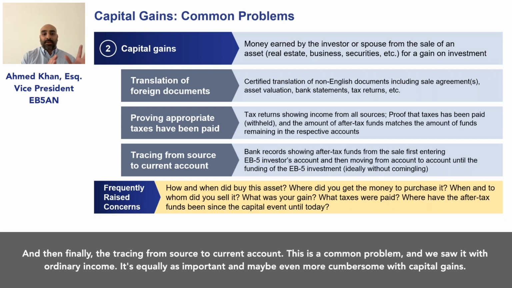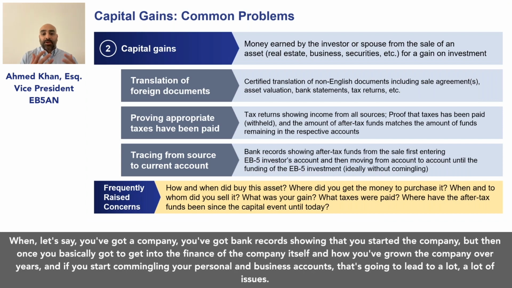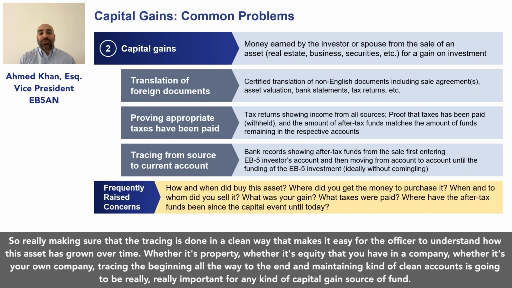And then finally, the tracing from source to current account. This is a common problem, and we saw it with ordinary income. It's equally as important and maybe even more cumbersome with capital gains, right? Let's say you've got a company, and you've got bank records showing that you started the company, but then once you get into the finances of the company itself and how you've grown the company over the years, if you start commingling your personal and business accounts, that's going to lead to a lot of issues. So really make sure that the tracing is done in a clean way that makes it easy for the officer to understand how this asset has grown over time, whether it's property, or equity that you have in a company, whether it's your own company. Tracing from the beginning all the way to the end and maintaining clean accounts is going to be really, really important for any kind of capital gain source of funds.